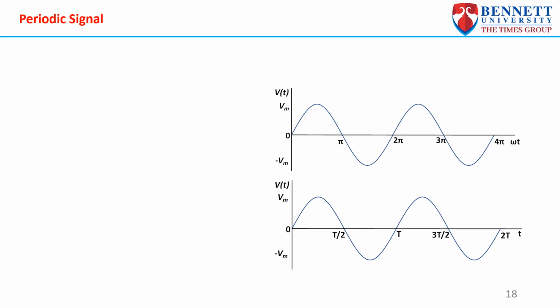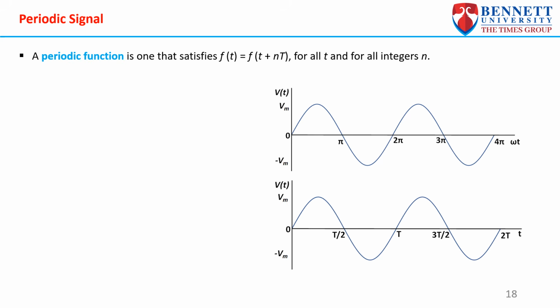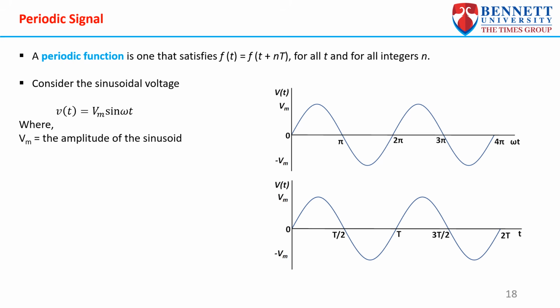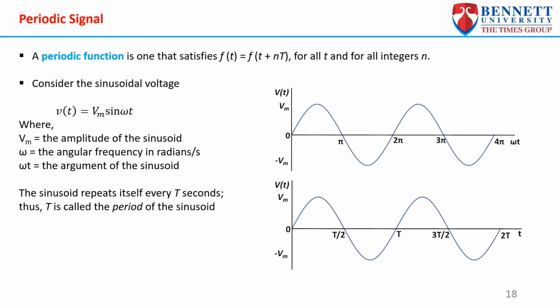Now if I talk about periodic signals, they are indicated by a function f of t, where f(t) is equal to f(t plus nT), where n is an integer, t is the time and capital T is the time period. We can consider this with an example. Suppose you have a sinusoidal voltage v(t) equal to Vm sin omega t, where Vm is the amplitude of the sinusoid, omega is the angular frequency in radian per second, and omega t is the argument of the sinusoid. The sinusoid repeats itself every T seconds.